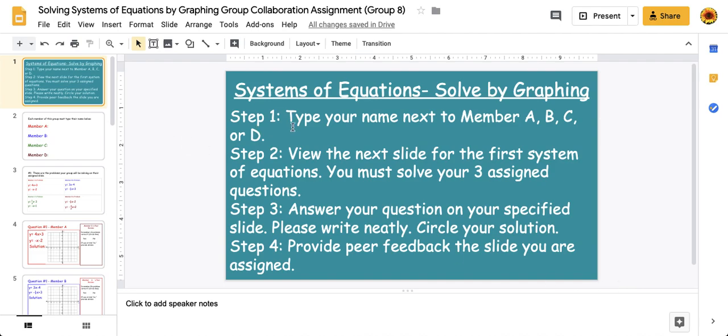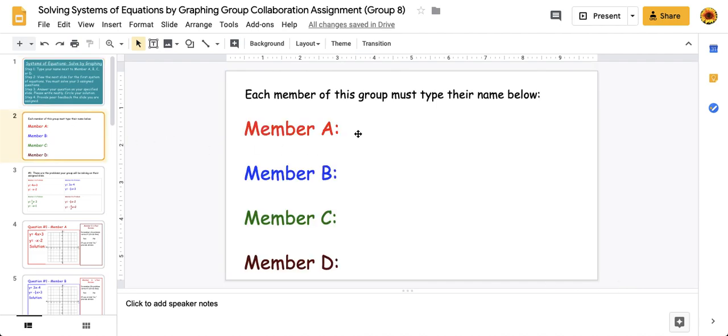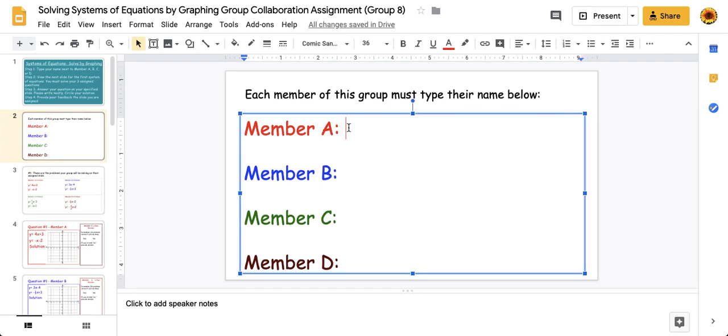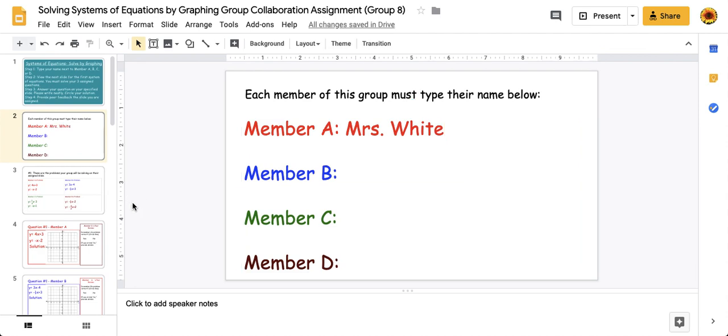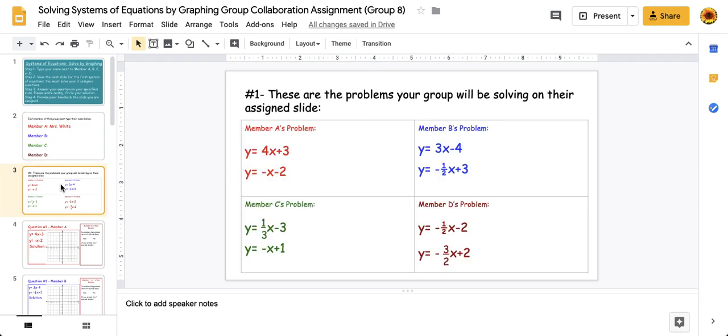The first thing you're going to do is type your name next to any open member within this group. So I will assign myself to member A. It is my responsibility to complete the instructions for member A on the following slides. By clicking onto the next slide, this is question number 1, and I am only responsible for answering member A's problem. Here I have a system of equations, and I'm going to solve this system of equations by graphing on my given slide.